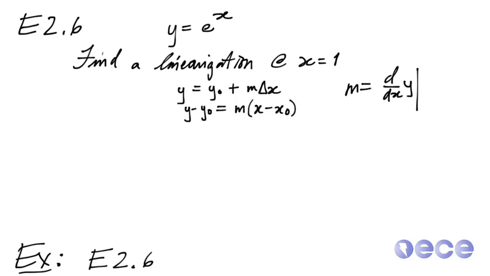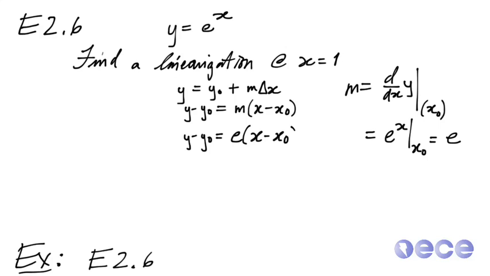So what's our slope? Well, we take the derivative of our equation y, and we take that derivative with respect to x, and we evaluate the derivative at the point x0. So this is going to give us the value for our slope. So in this case, the derivative of e to the x is e to the x. We evaluate that at x0 for x0 equals 1, and that gives us a slope of e. So now y minus y0 is the slope e times delta x, or x minus x0.